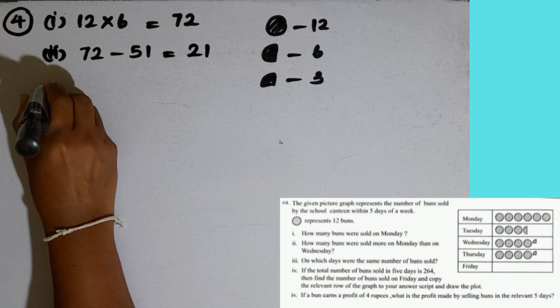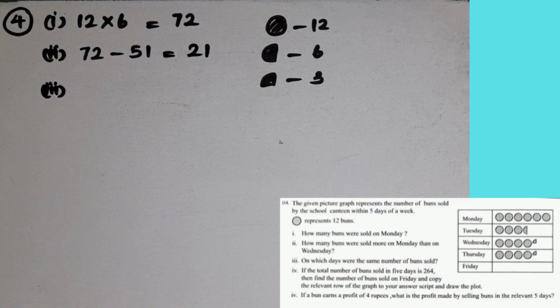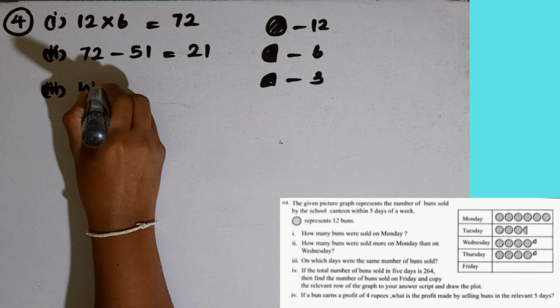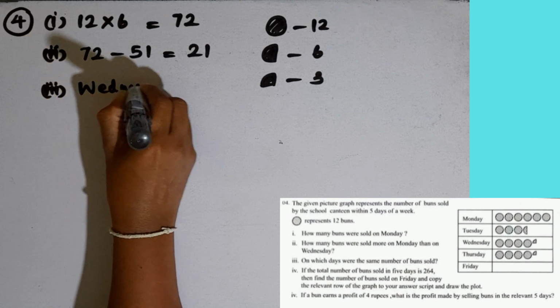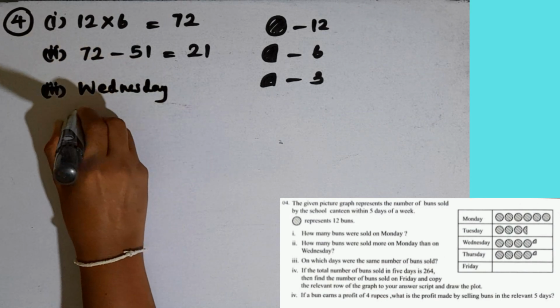Part 3. On which days were the same number of buns sold? The same number of buns is in Wednesday and Thursday. Wednesday, Thursday.